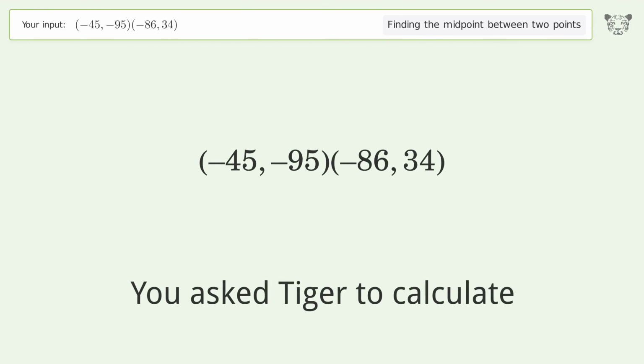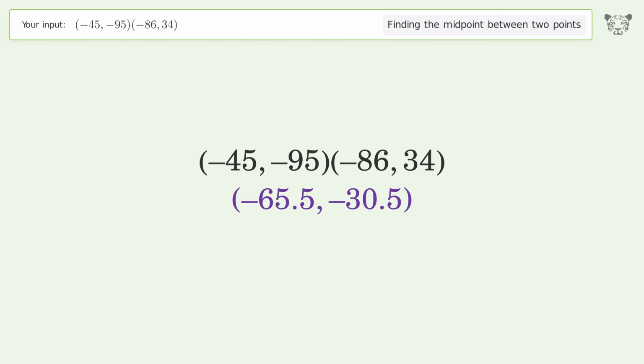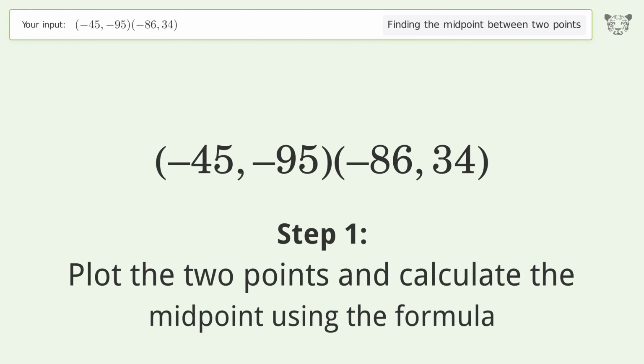You ask Tiger to calculate. This deals with finding the midpoint between 2 points. The midpoint between the 2 points is negative 65.5, negative 30.5. Let's solve it step by step. Plot the 2 points and calculate the midpoint using the formula.